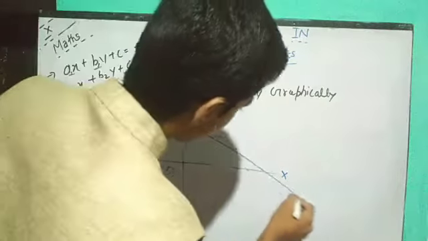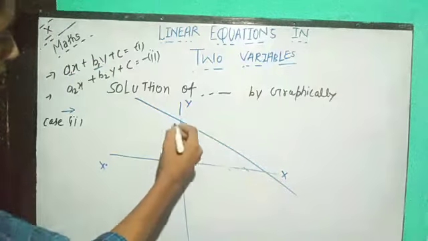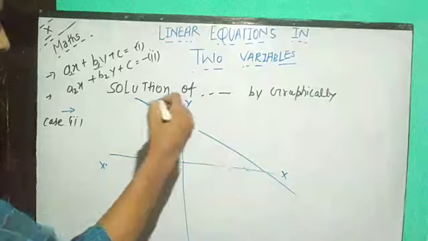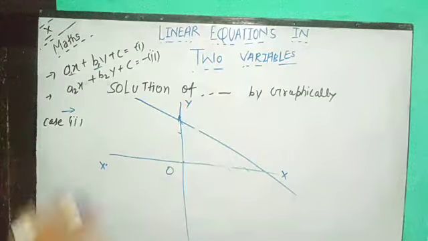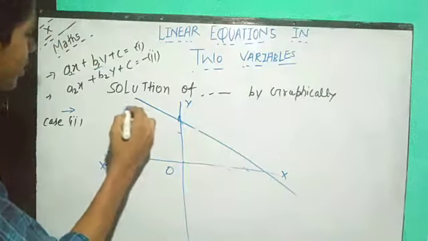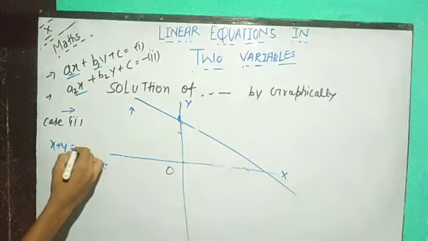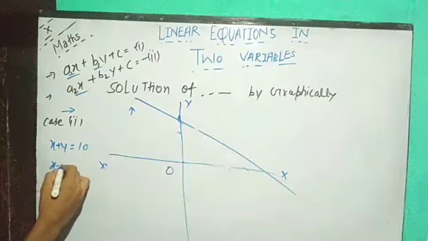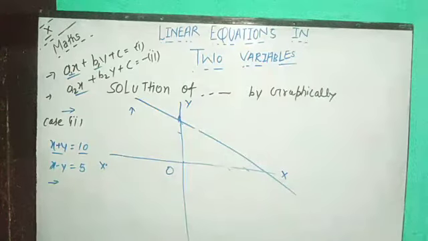Suppose this is the line representing all the values, or we can say the coordinates of the variables we are getting on this straight line, and the values will get 100% matched by both the equations. Suppose we have x plus y equal to 10, and the other is x minus y equal to 5. Now look, whatever value we put here, it will match both.